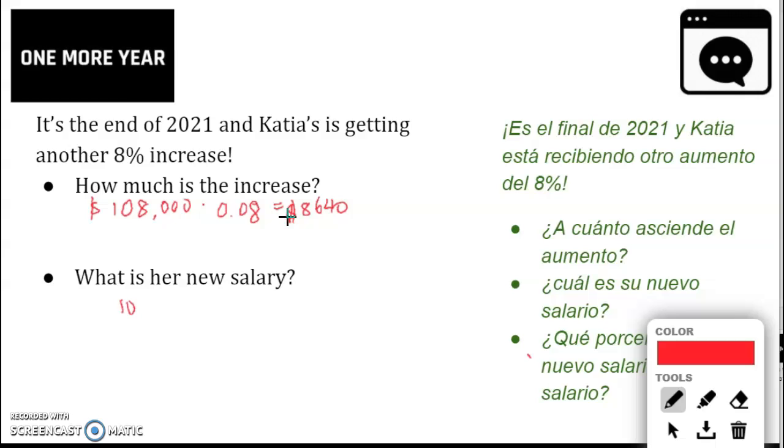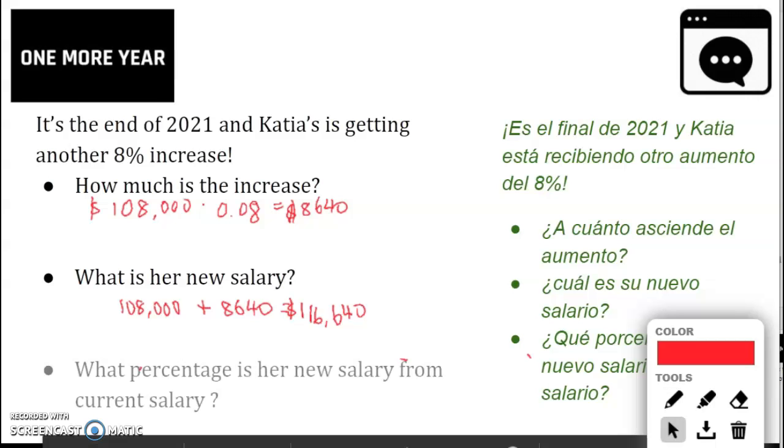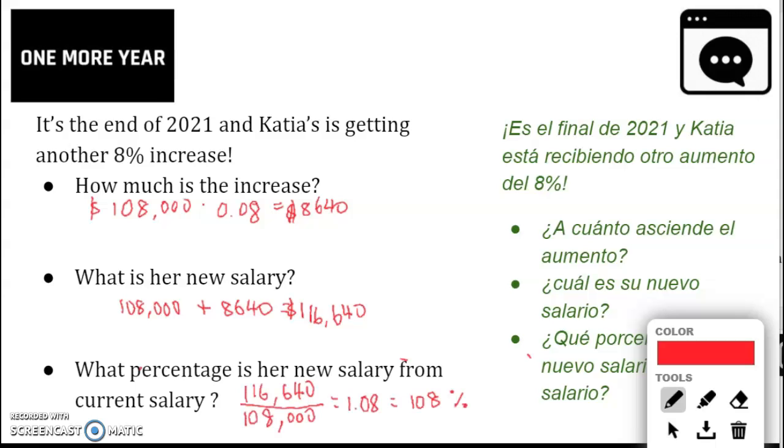What is the new salary now? It is going to be $108,000 plus $8,640, which is $116,640. So then finally, what percentage is her new salary of the current salary? That will be 116,640 divided by 108,000, which is 1.08, which is 108%.